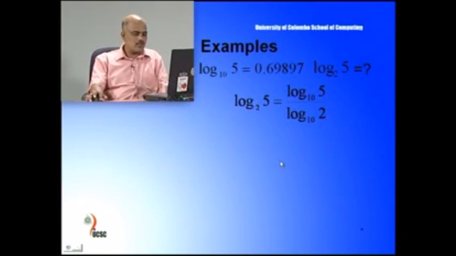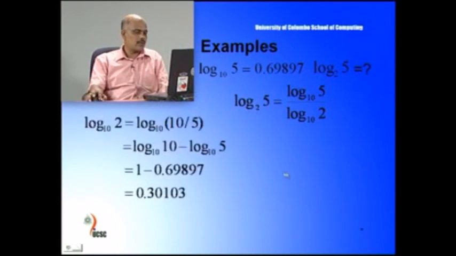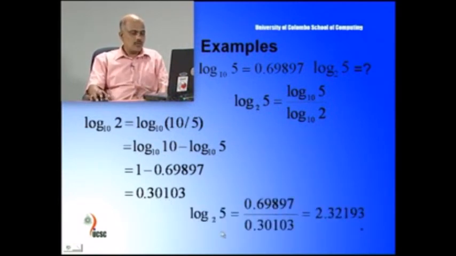So, look at the technique that I am using to find logarithm of 2 to the base 10. Logarithm of 2 to the base 10 can be written as logarithm of 10 over 5 to the base 10, which can be expanded by using a rule of logarithm like this: logarithm of 10 minus logarithm of 5. Since logarithm of 10 to the base 10 is equal to 1, we can find the value for logarithm of 2 to the base 10, which is equal to this one. So, now we can replace these values here. So, logarithm of 5 to the base 2 is given when we substitute the values here, which is equal to this.